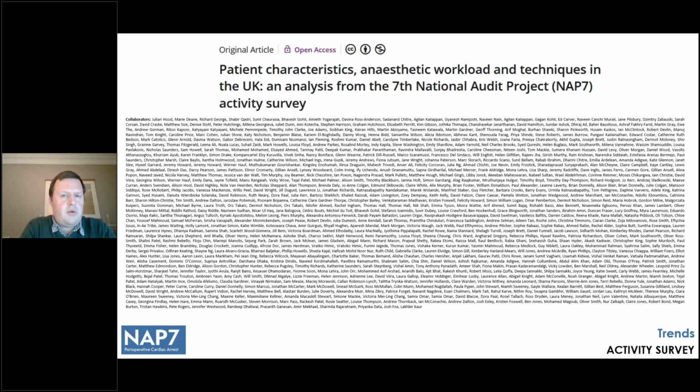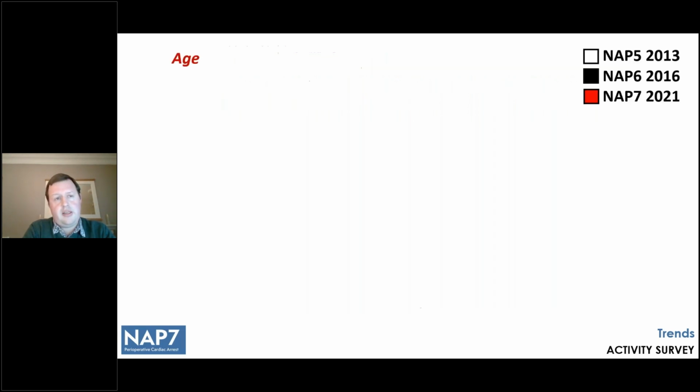So these are all the local coordinators, trainees, staff and associate specialists, research nurses and others who collected data during the activity survey part of the project. And the data is really important, and it does have impact for monitoring and theatre.